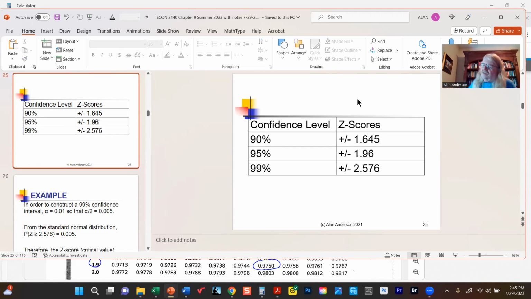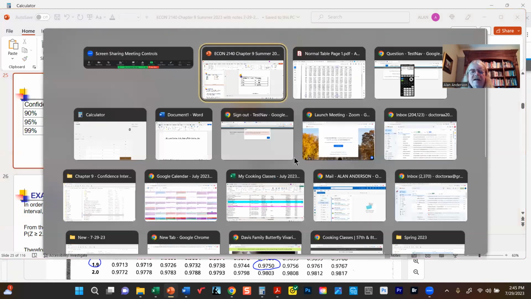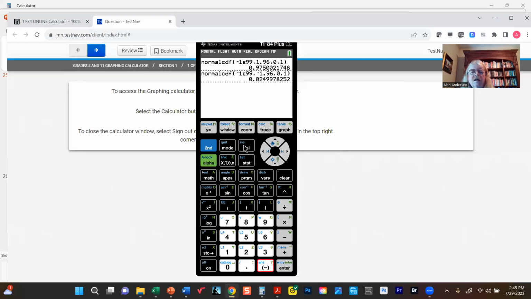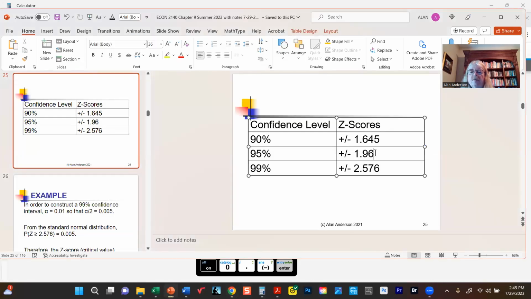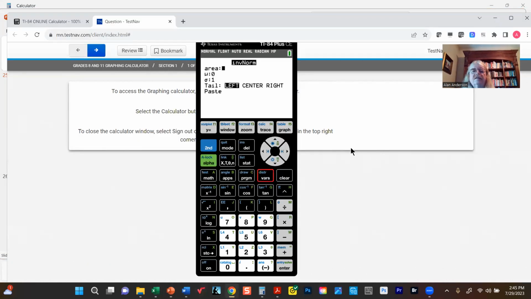Now, it turns out that none of this was really necessary because the calculator has this other wonderful function that we could use. Let's go back and see what that's all about. Second vars. Look at this thing, INV norm, number 3. If I tell it that I want an area. Now remember, when we did this, the area in the left tail was 0.975. I'm going to ask it for that.